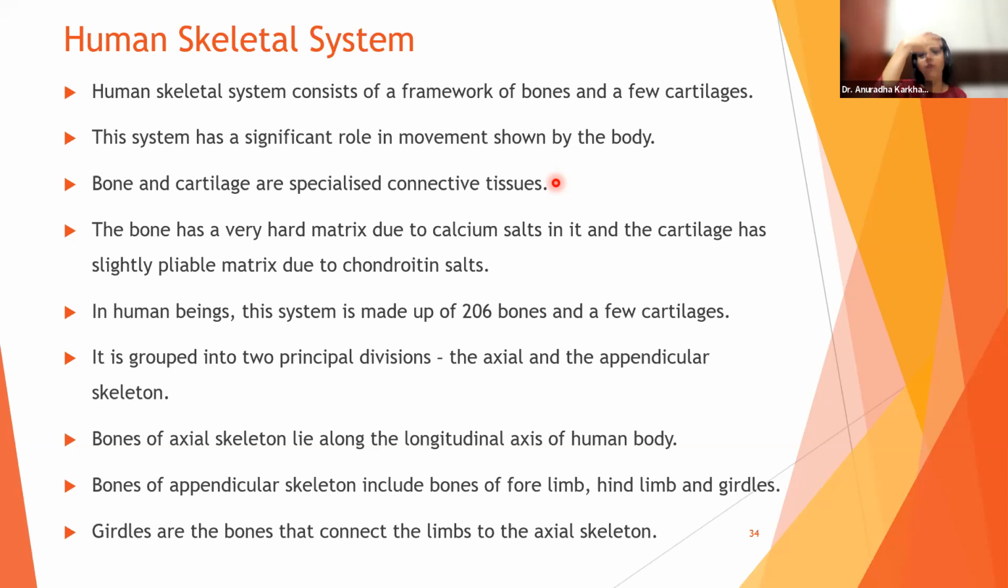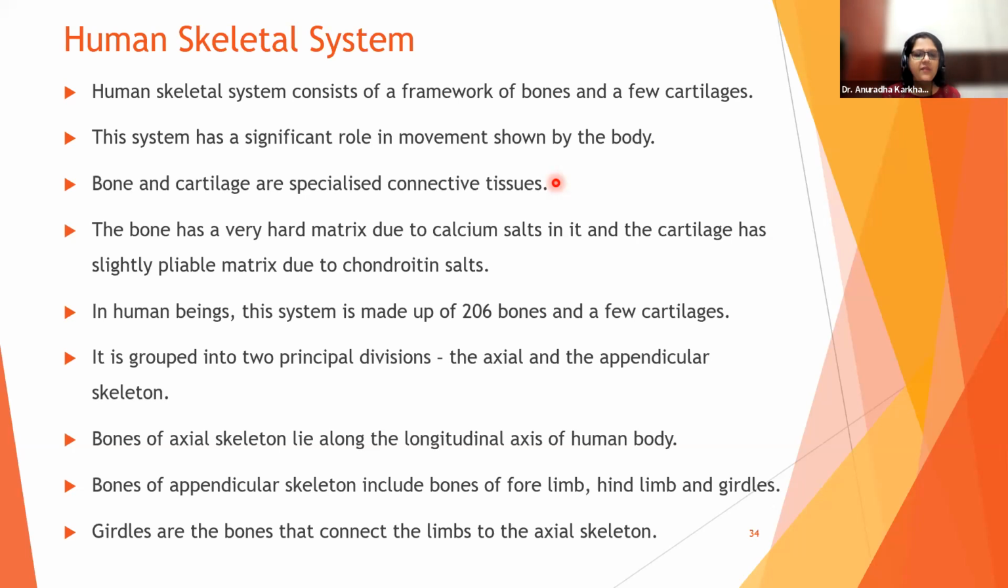Pliable means which can fold and come back to normal, elastic. Like your ear pinna: fold the ear pinna up, leave it, and it will come back to its normal position. That is called pliable. The tip of the nose, you bend it, you leave it, pliable.